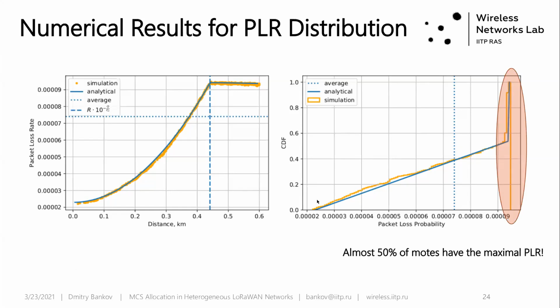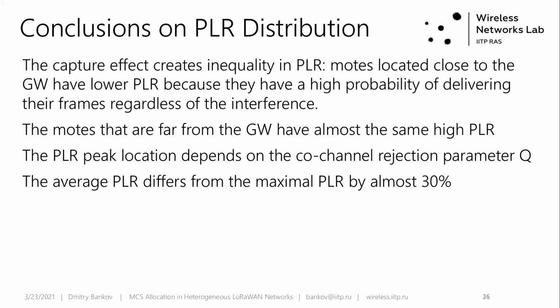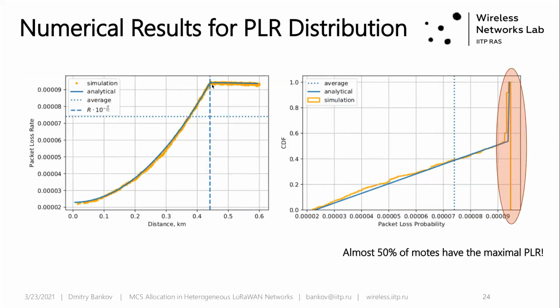So it is an important fact that if we want to assign MCSs to provide some PLR guarantees, we cannot take into account only the average PLR value, but we have to consider the PLR distribution, for example, some high quantile of PLR or the maximal value of PLR, which can be significantly higher than the average value. And also we see that the start of the step on the left plot is parameterized by the capture effect parameter, and we can find it with the formula shown on the left plot.